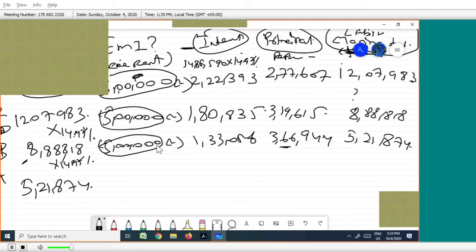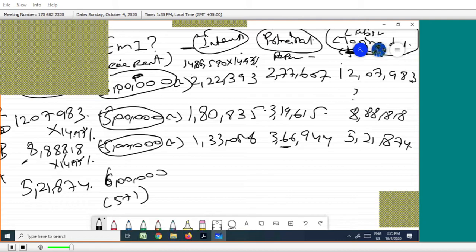Why 6 lakh? Because 5 lakh is the lease rent plus 1 lakh is the guaranteed residual value by the lessee. What is the lessee guarantee? That only we have to take. Not 2 lakh, because we are in the books of the lessee, not in the books of the lessor. So 5 plus 1 equals 6 lakhs.